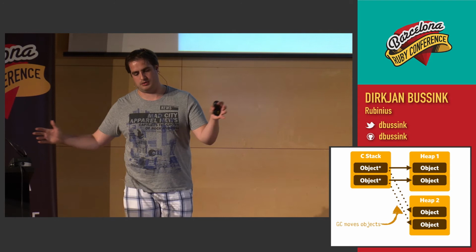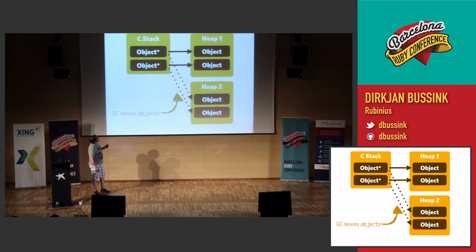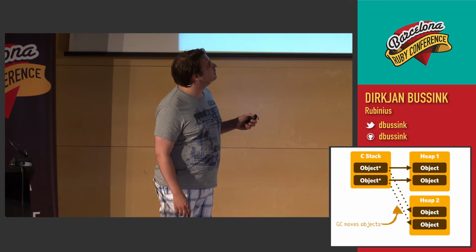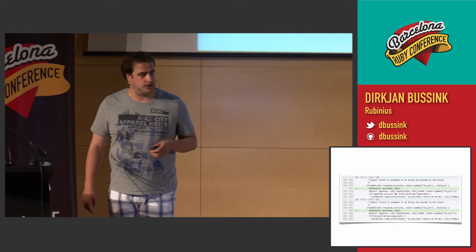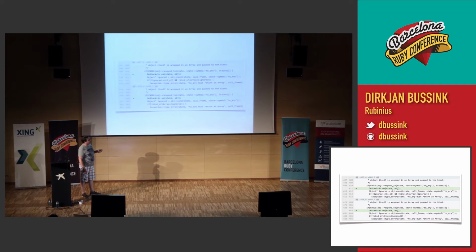But because of this, we have to be very careful, because if we have an object on a C stack and we do something that triggers a garbage collection, that object can actually move. So what we have to do in our code is do things like here. If you look at this line, this does a send. Send basically calls back into Ruby. For the very attentive people, this is the code from the first part where it just calls to array and ignores the result because it's never used afterwards.